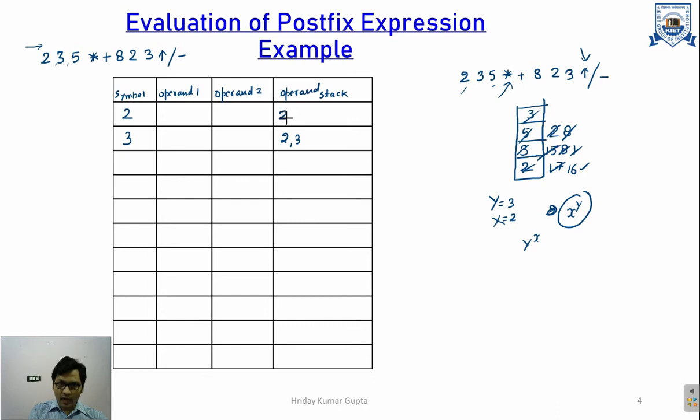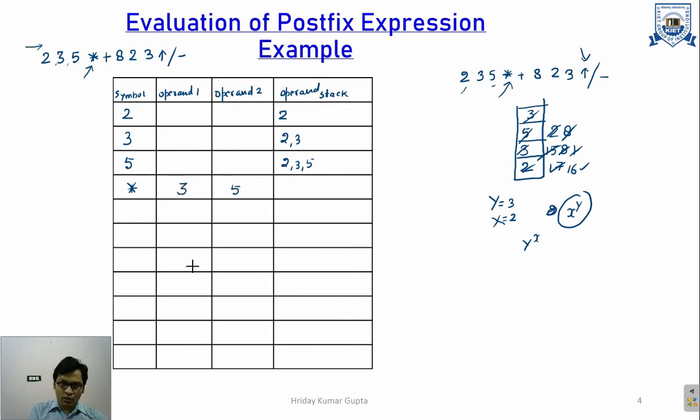2 I pushed in the stack, 3 I pushed in the stack, 2 comma 3. Now 5 is scanned. So what should I do? 2 comma 3 comma 5. Now an operator is scanned. Whenever an operator is scanned, I have to pop 2 items from this stack. I will keep them in this column. First 3 and this is 5.